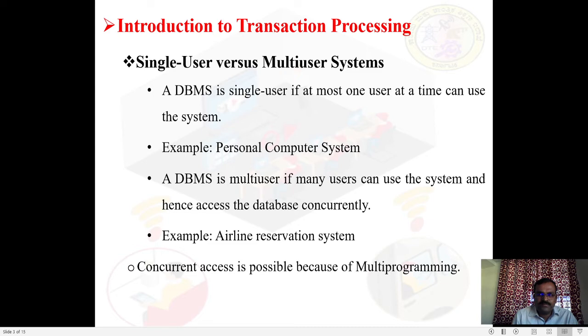A transaction is typically implemented by a concurrent program which includes database commands such as retrievals, insertions, deletions, and updates. In transaction processing, we will discuss about single user versus multi-user systems.